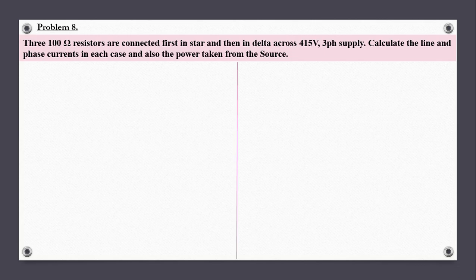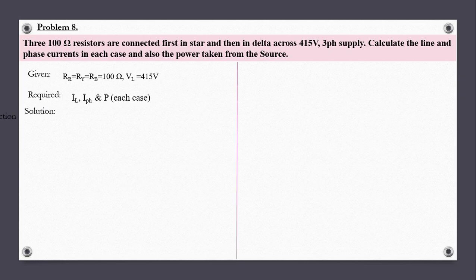It is a given problem. Let us write the given data. The resistors connected in R phase, Y phase and B phase are all equal, that is 100 ohm. The given voltage is line voltage, it is equal to 415 volt, and the required data is line current, phase current and the power, for both cases, that is star connection and delta connection.